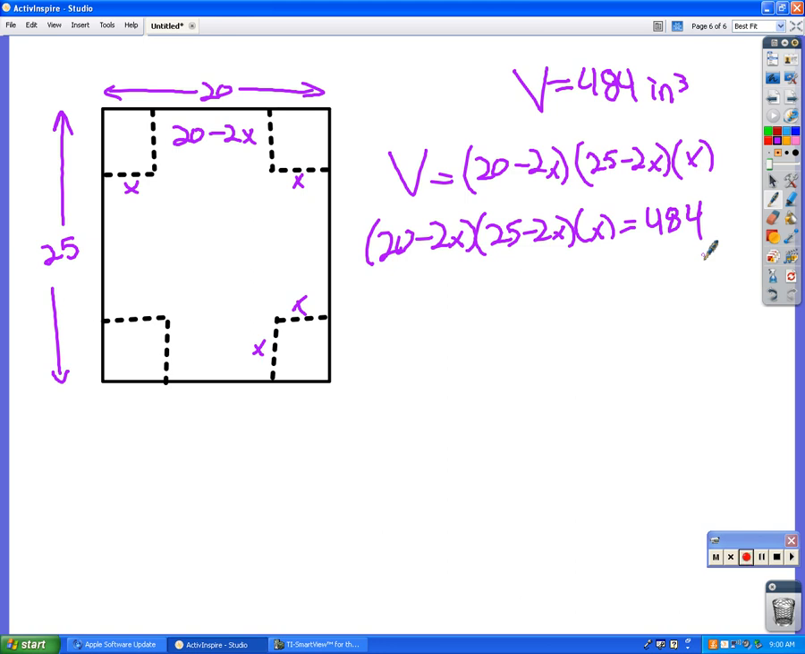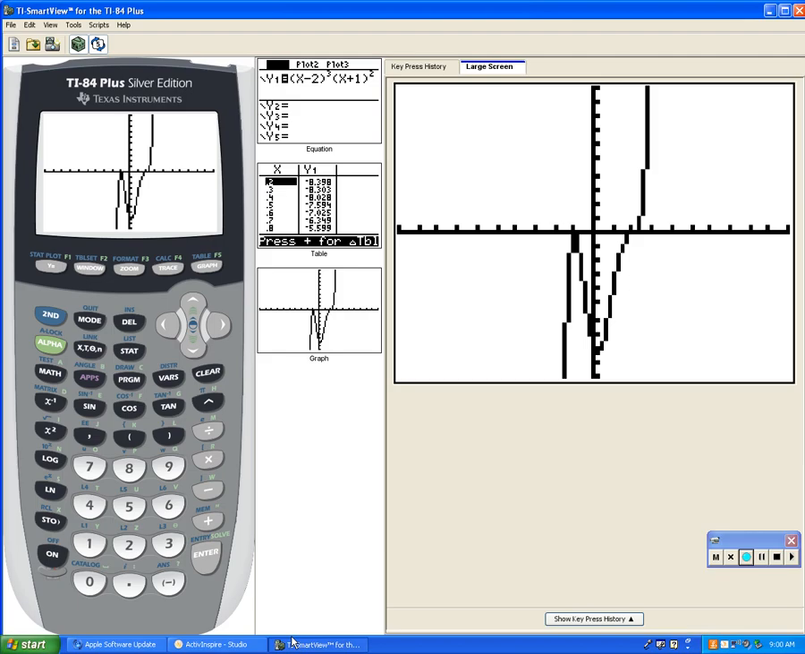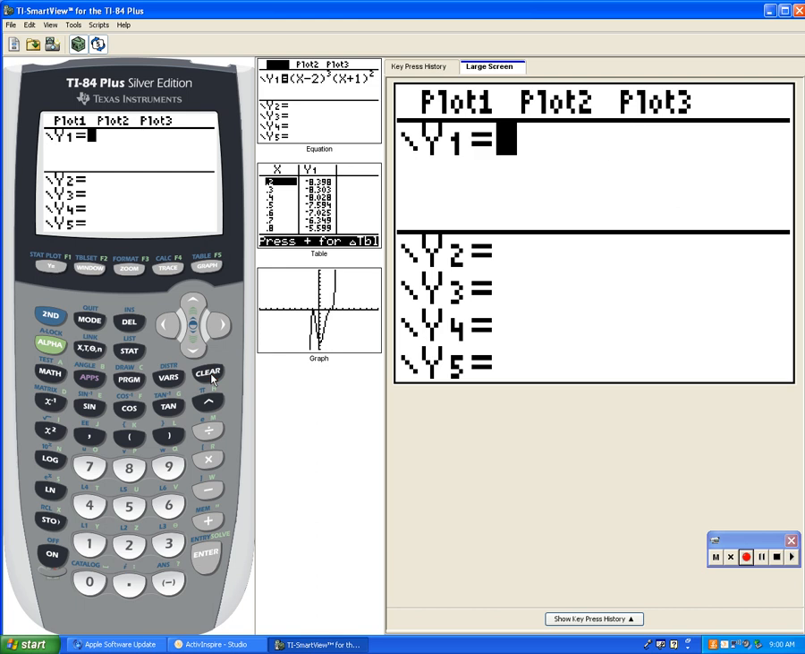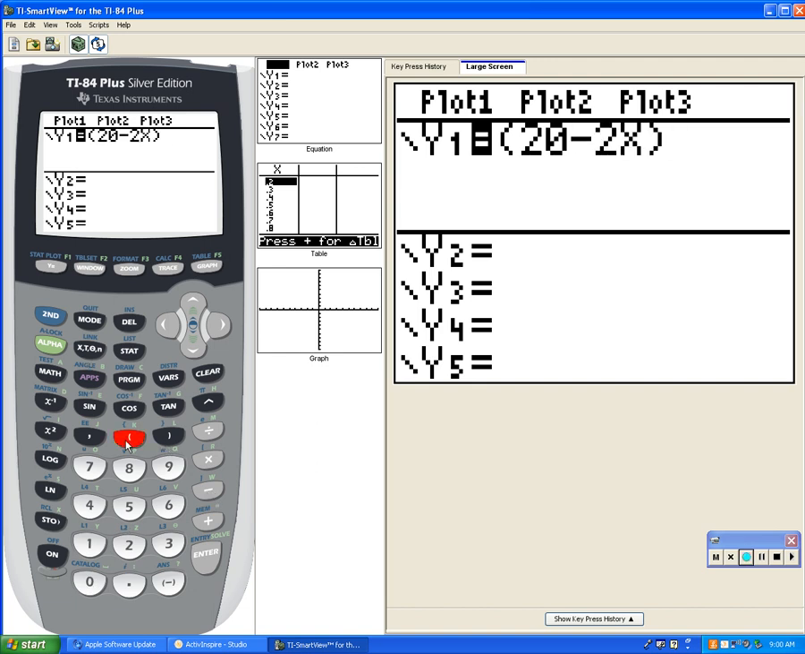I'm going to plug it into the calculator, but to plug it into the calculator, what do I have to do first? Set it equal to 0. So I have to subtract 484 from each side first. So it'd be minus 484 equals 0. Okay? And then I'm going to graph that. And what am I looking for? What am I trying to find? Volume. Nope. On my graph, what am I looking for? Where it crosses the x-axis.